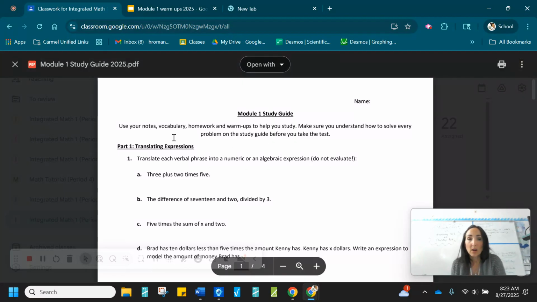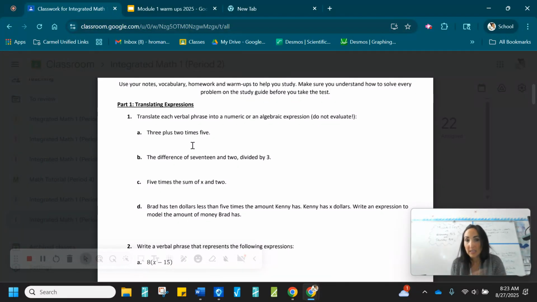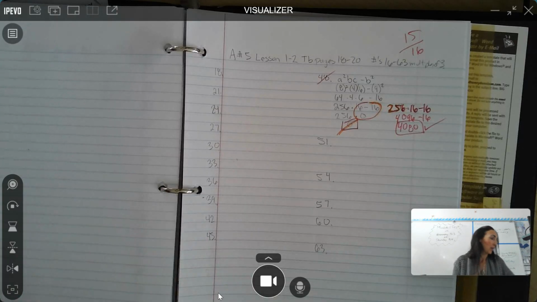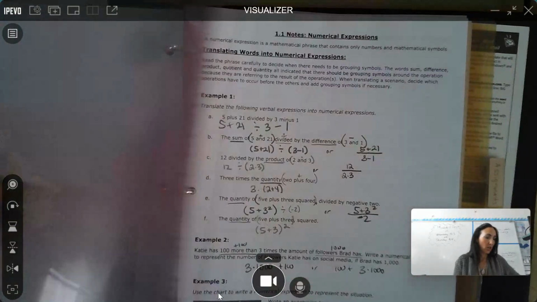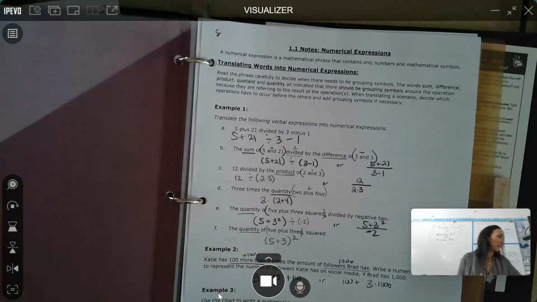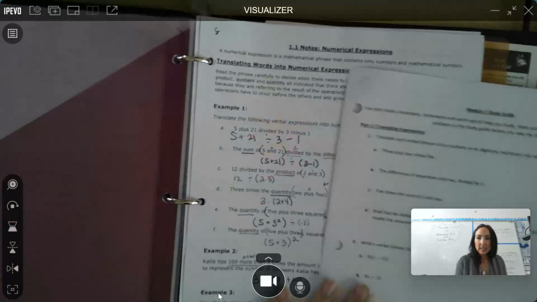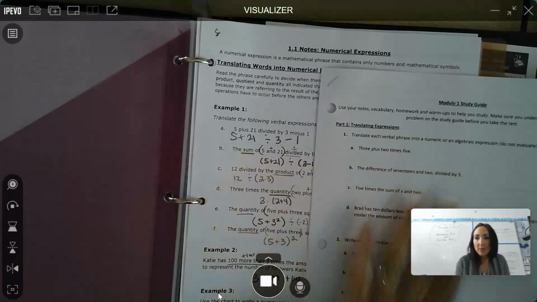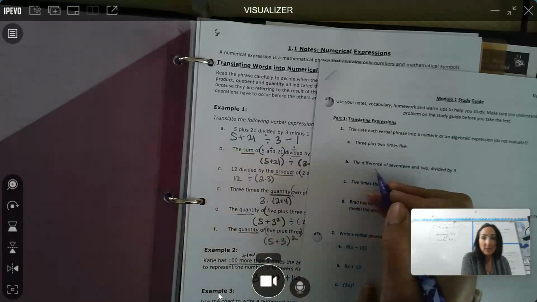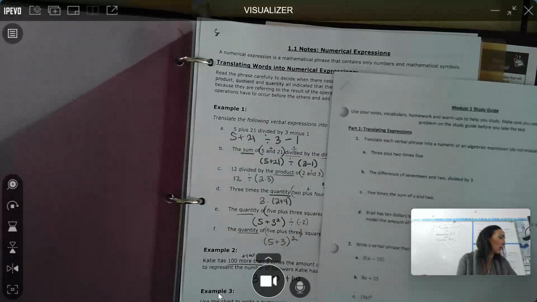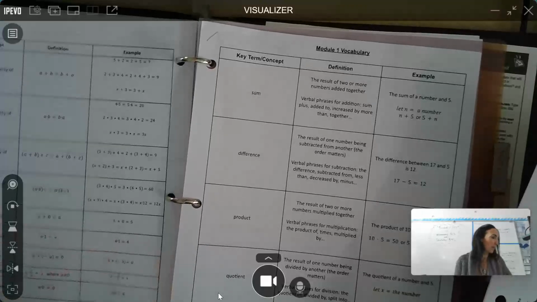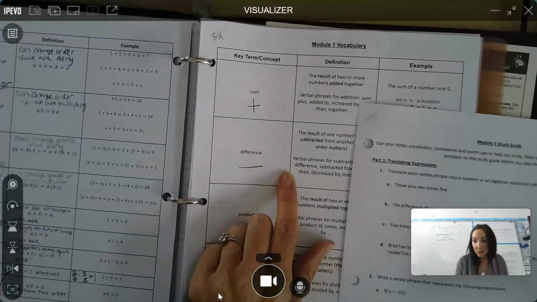So the first part, for this first test, is translating expressions. And when you're doing your study guide, you should be looking at your notes. So I would go to the notes section of my binder, and I have my study guide out, and I can see I have examples of exactly what we were doing. The other thing you might want to reference, I see the word difference, and I forget what difference meant. So then I can go and look at my vocabulary and remember that, okay, difference meant subtract.